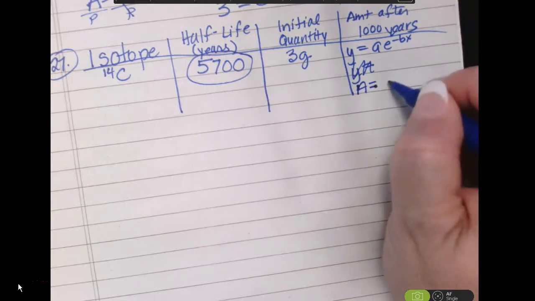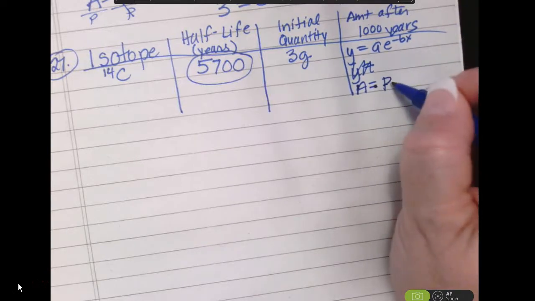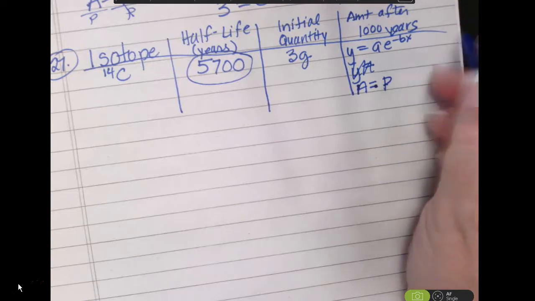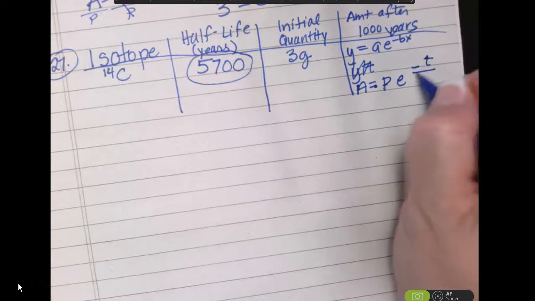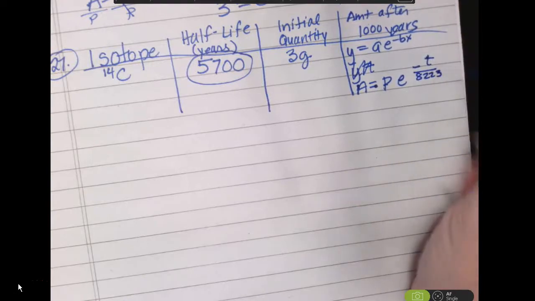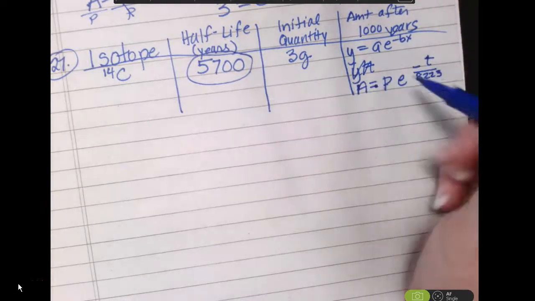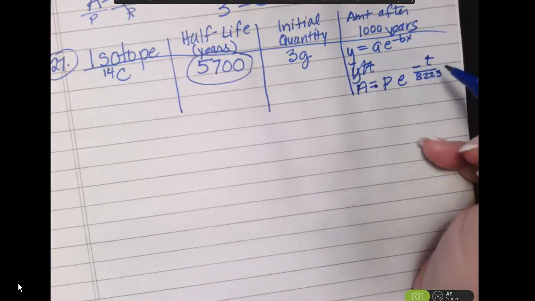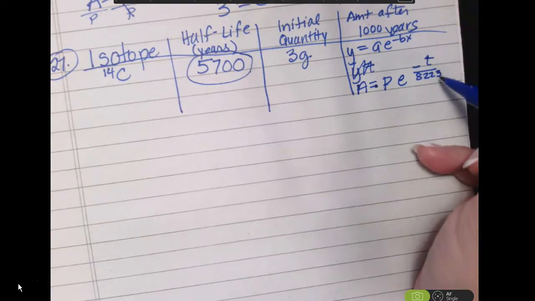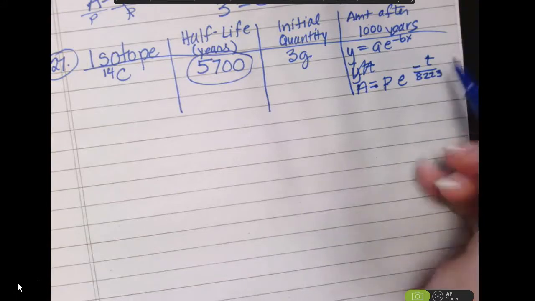We've got our initial amount, and I'm just going to call it P for now, is e to the negative t over 8,223. Apparently, because of the half-life of 5,700 years and something to do with the carbon ratio of carbon-12, we end up with this constant of 8,223.